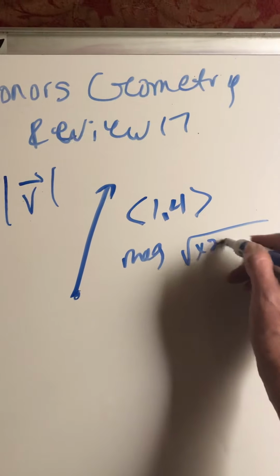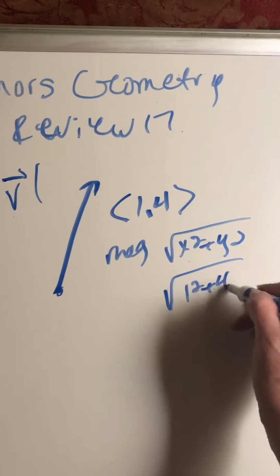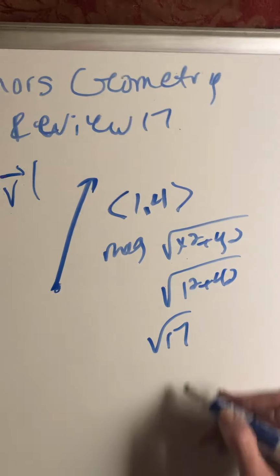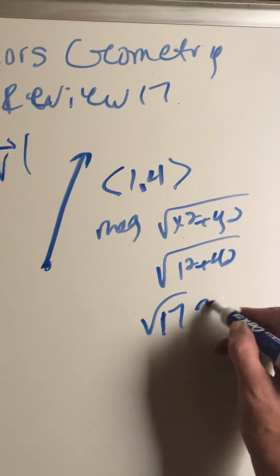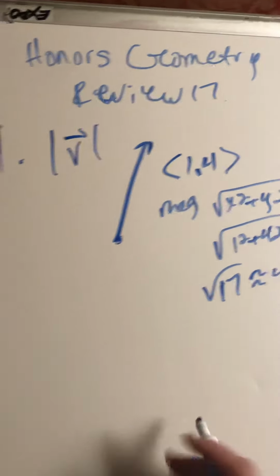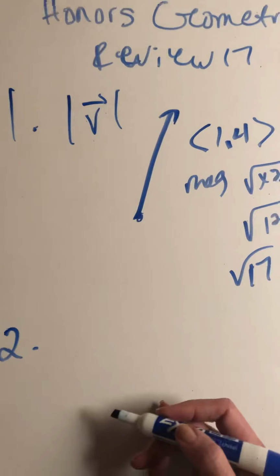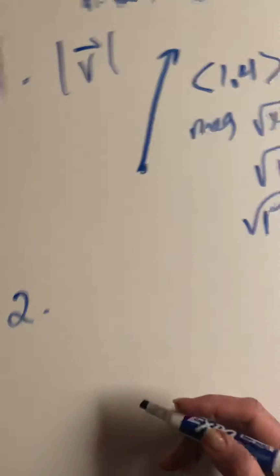The magnitude is the square root of x squared plus y squared. So you would do the square root of 1 squared plus 4 squared, which would be the square root of 17. You can leave it as the square root of 17, or you can give a decimal. Doesn't matter, either one.